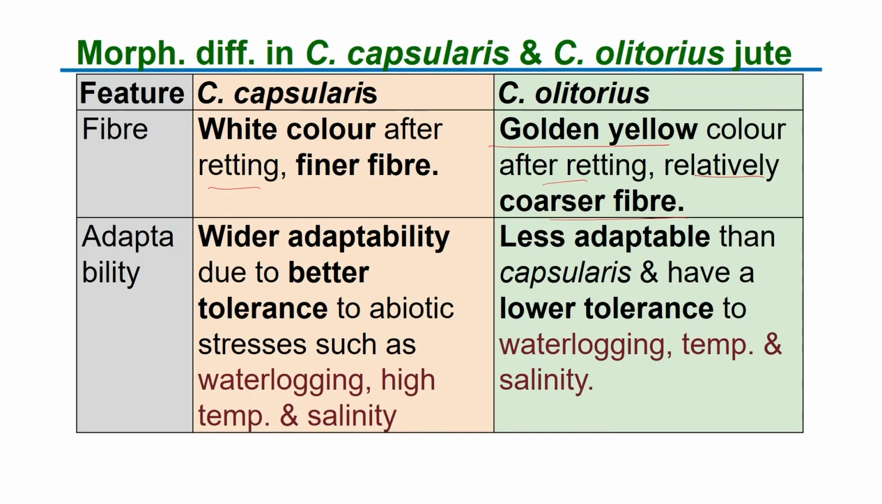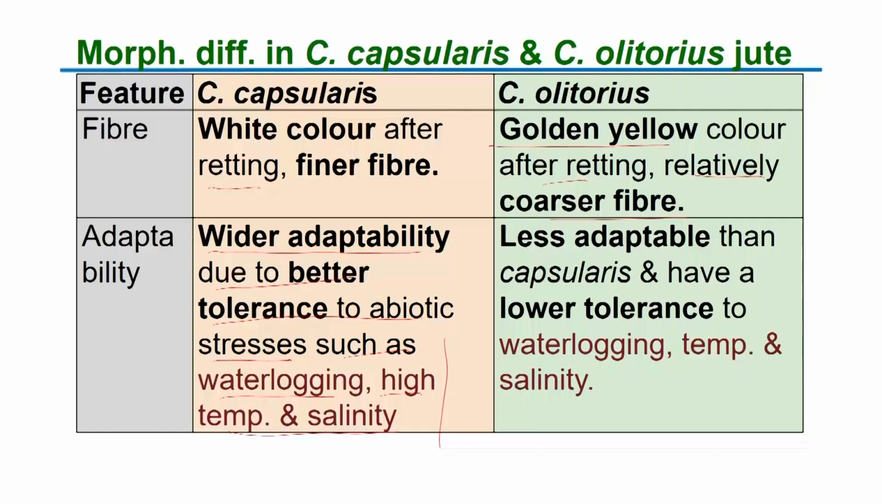Adaptability. Capsularis has wider adaptability due to better tolerance to abiotic stresses such as waterlogging, high temperature and salinity. So, this point goes in favor of Capsularis, that it is tolerant to abiotic stresses much better than Olitorius, including waterlogging, high temperature as well as salinity. Now, see what happens to Olitorius: less adaptable than Capsularis, with a lower tolerance to waterlogging, temperature and salinity. That means, under unfavorable conditions, Capsularis can do better than Olitorius.